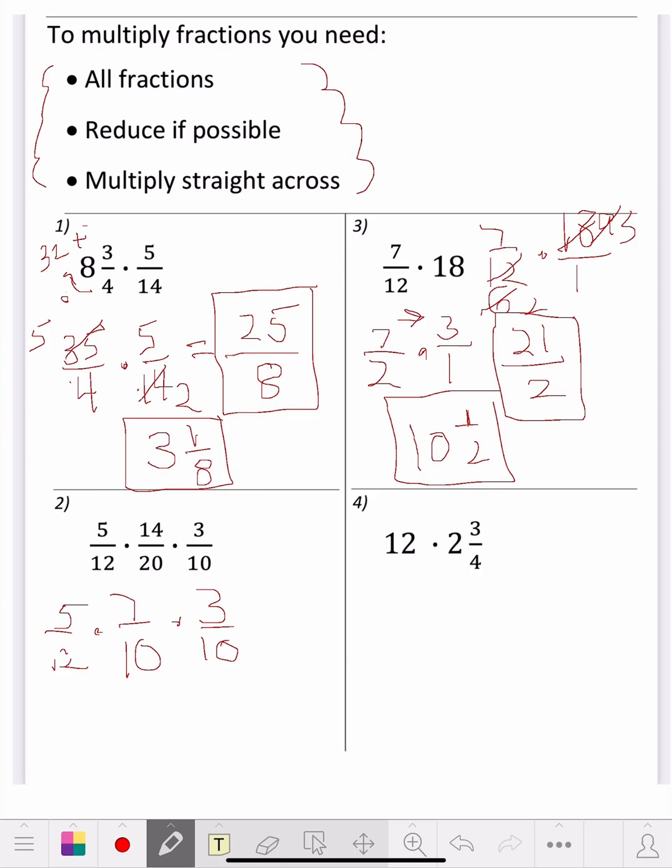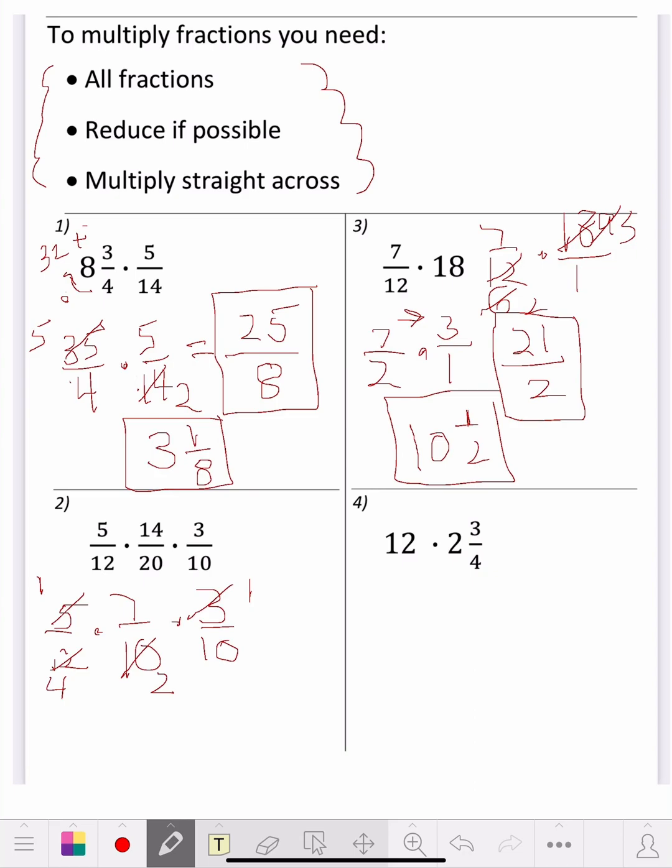Okay, so here, let's reduce this a little more. Okay, we know 5 goes once, and it goes into this twice, so we get rid of that. Okay, now we got 5/12. The 3 goes into this once, and 3 will go into this 4 times. So we end up with 1 over 4, 7 over 2, and 1 over 10.